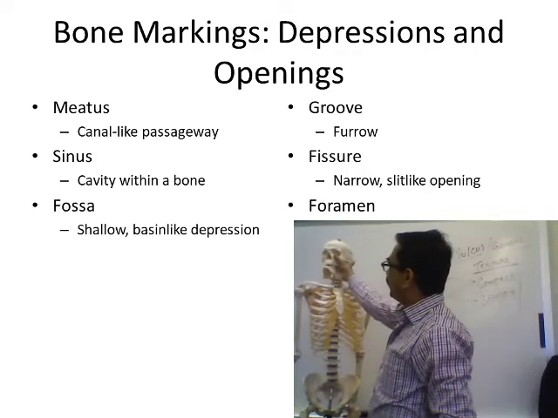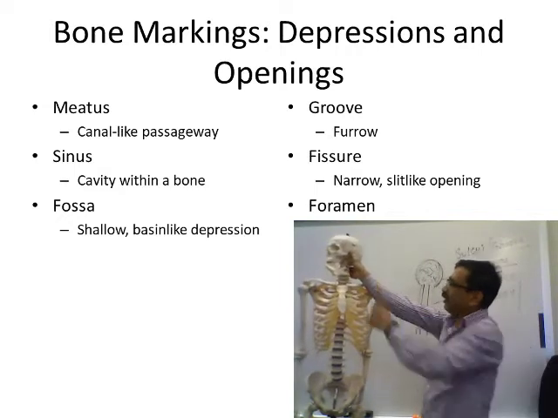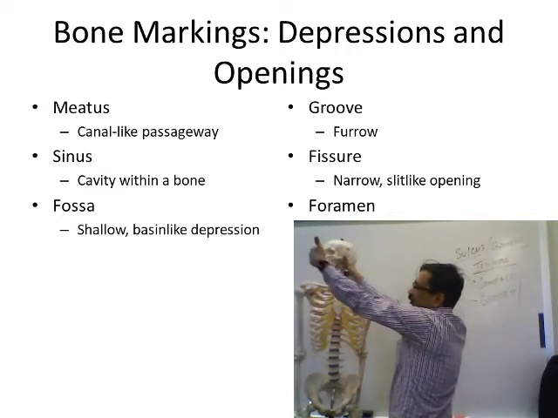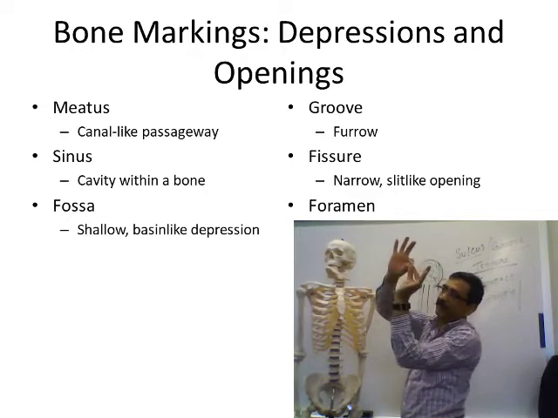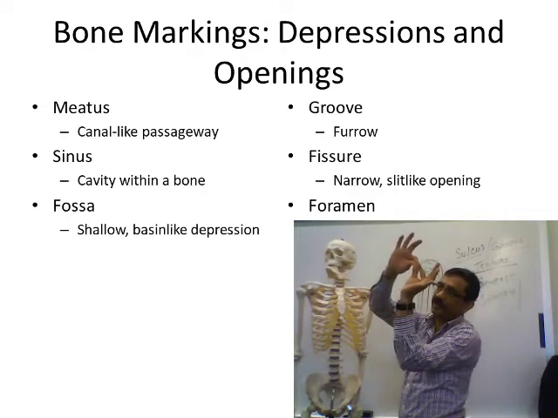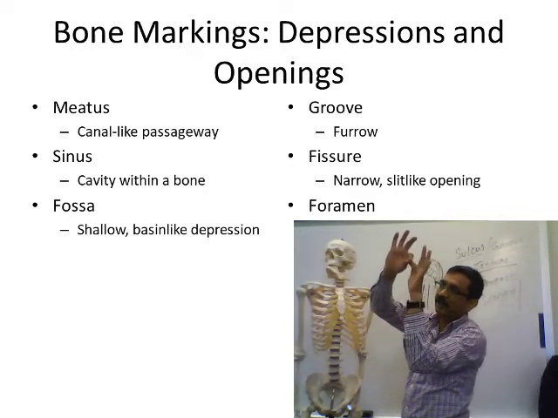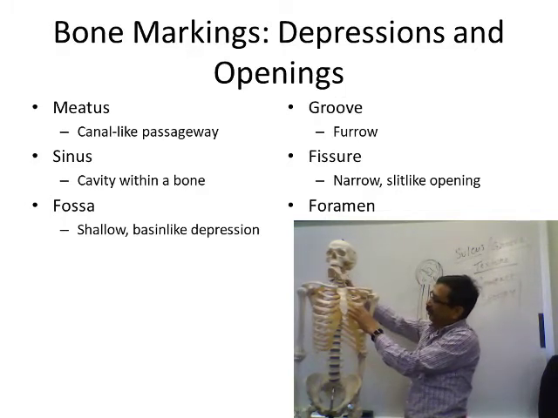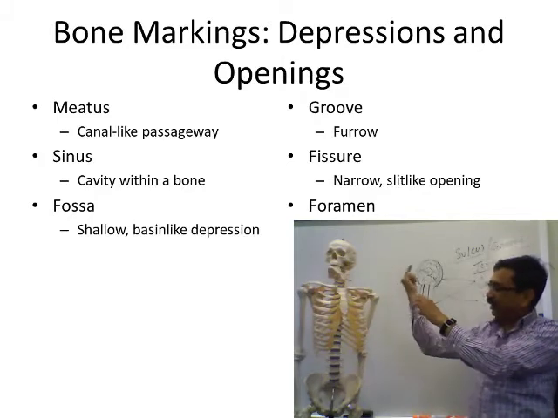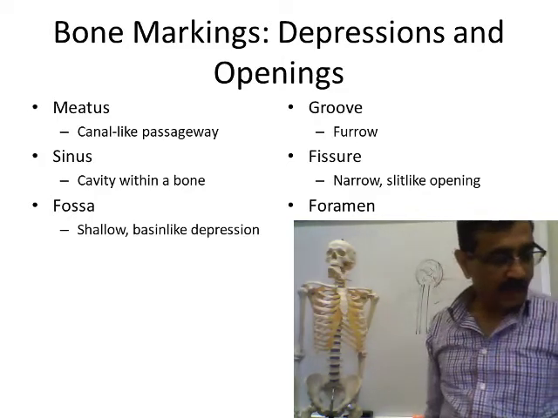We have fissures inside the orbital fossa. When you look through the orbital fossa, you will find two fissures like this: the superior orbital fissure and the inferior orbital fissure. Long. Now, foramen, you have many. This is the foramen magnum. It's almost round, right? So, those are the depressions and openings we see in the bones.